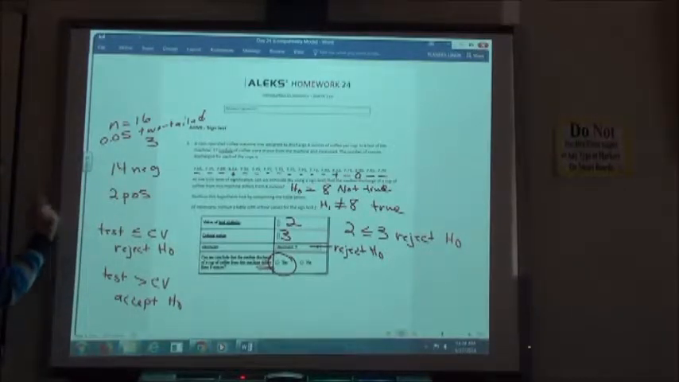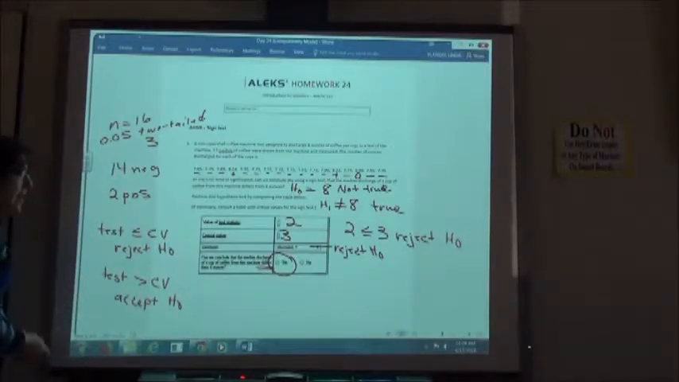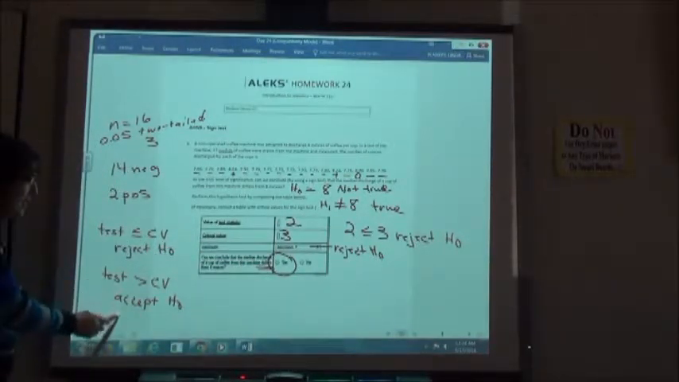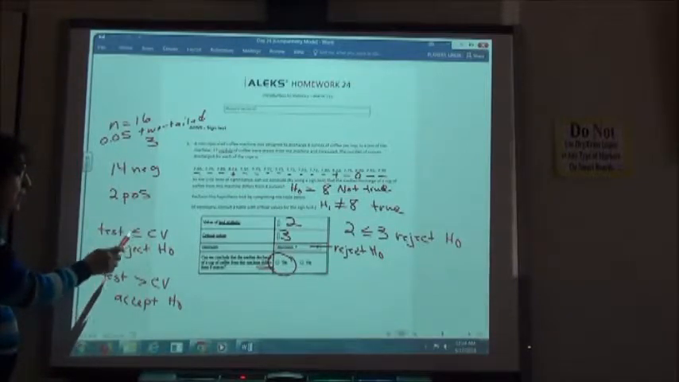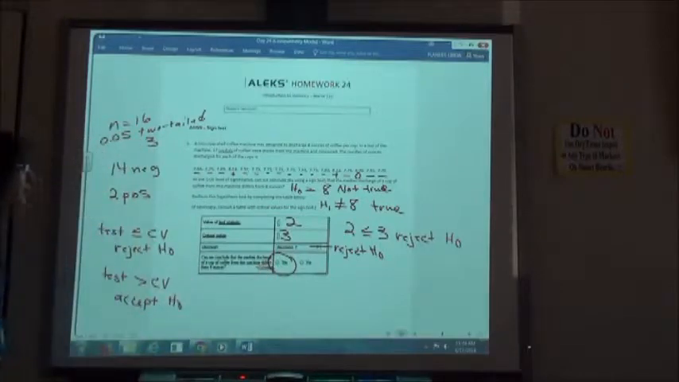So basically, you just put your signs in there and count them up. How many negatives, how many positives, whichever number is lower is your test statistic. We're going to look up the critical value on the table. We're going to make the decision. If it's less than or equal to, we reject it. If it's greater than, we accept it. And then we can answer our question.